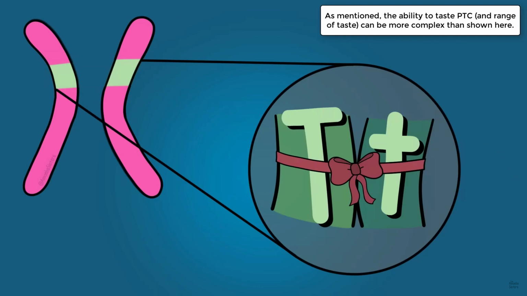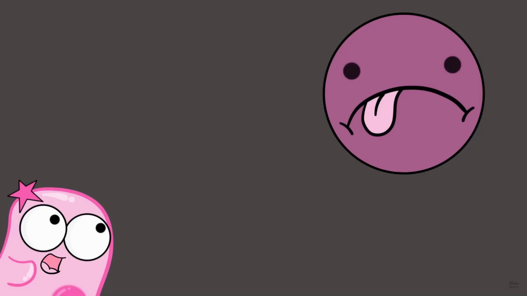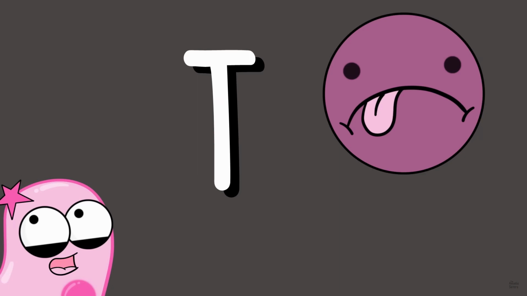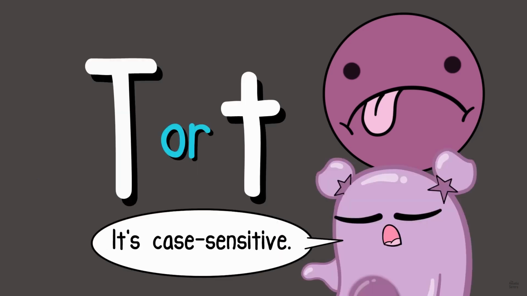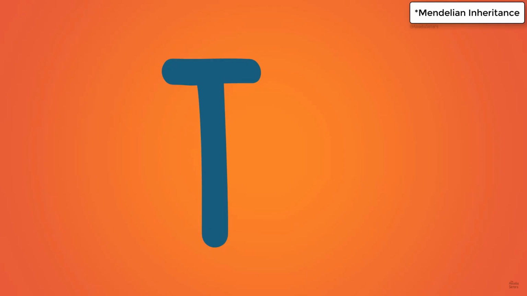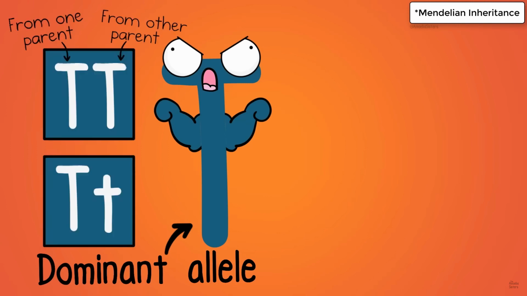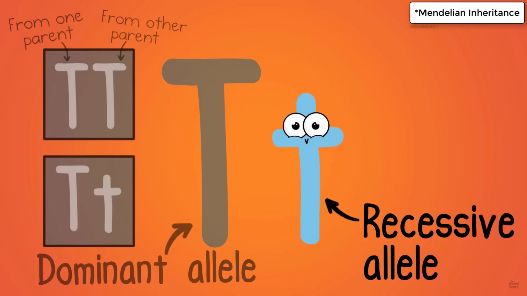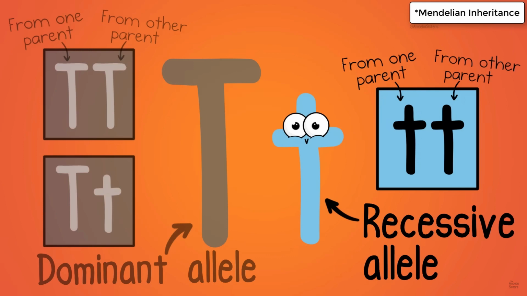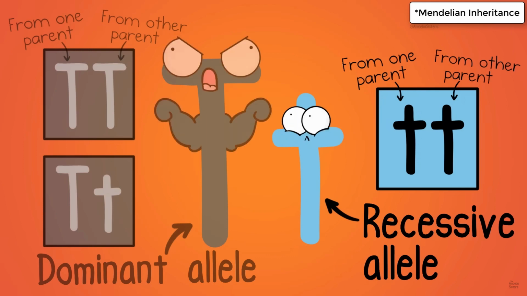The alleles are typically represented by letters. Since this is all about tasting, let's use the letter T. But wait, it matters whether I represent it as a capital or lowercase letter. If I use a capital letter to represent an allele, it means that it's a dominant allele. If one or both of the alleles you inherited for a trait are dominant, then it will be expressed. More about that later. If I use a lowercase letter to represent an allele, that means it's a recessive allele. Recessive alleles are typically not expressed unless there is no dominant allele present.